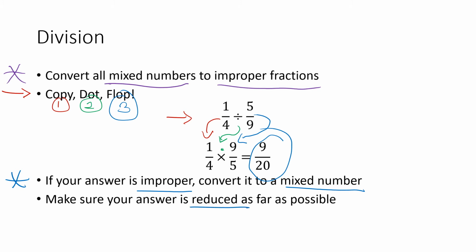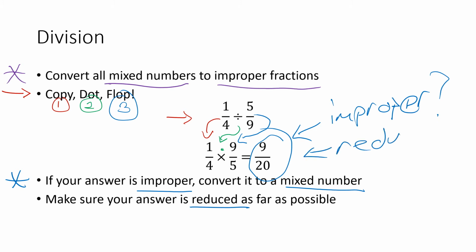So let's take a quick look at our answer here, 9/20. Is it improper? First question you should ask, and it's not improper. The top number is smaller than the bottom. Can we reduce it at all? Is there anything that will go into both 9 and 20? And the answer to that is also no. We cannot reduce 9/20, so we are done with that problem.